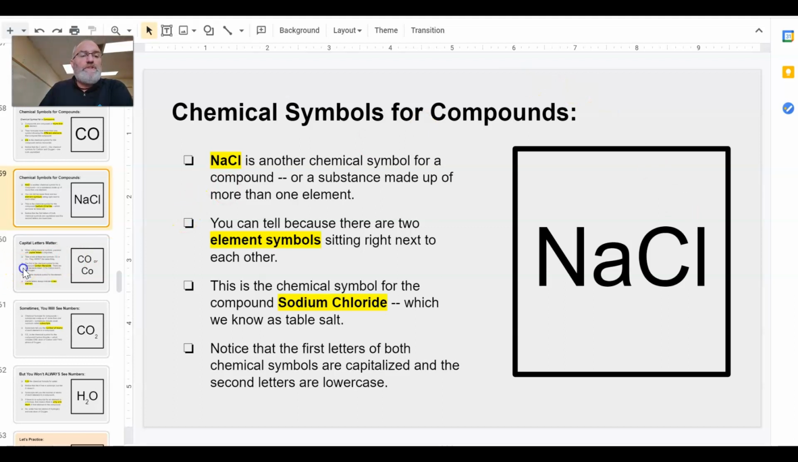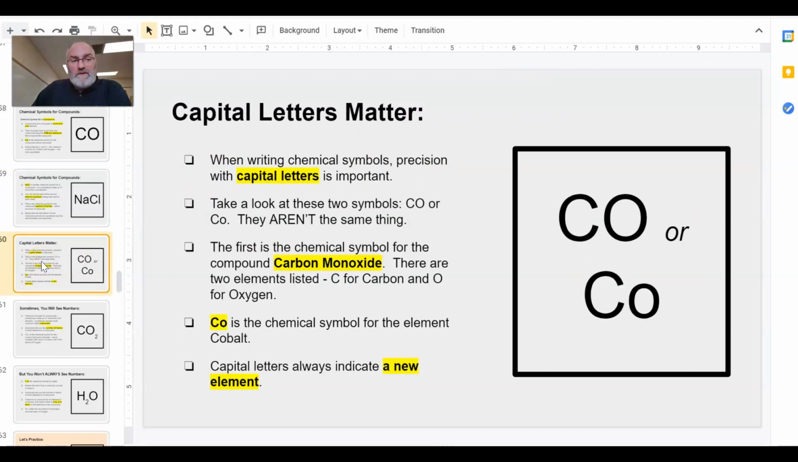Now, I really need you to understand that those capital letters mean everything when you're looking at chemical symbols. You have to be very precise with your capital letters. And here's why. If you take a look at this very first chemical symbol, we've got capital C, capital O, right? We looked at that a minute ago. That's a compound. That's carbon monoxide. It's one atom of carbon joining together with one atom of oxygen.